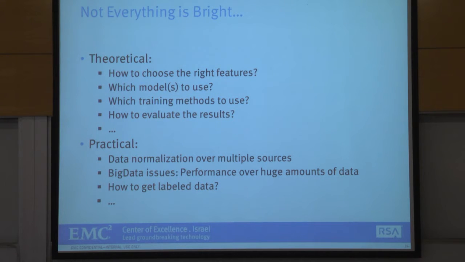So how do I choose the right features? I can choose among the features that I can get from the data, in some cases thousands of features. Which features are good, which are not helpful, and which deteriorate the performance of my system? Which model do I want to use, how do I train the model to get good results, and how do I evaluate the results? This is very challenging in the unsupervised example because I don't have labels. How do I know the success rate of my system?